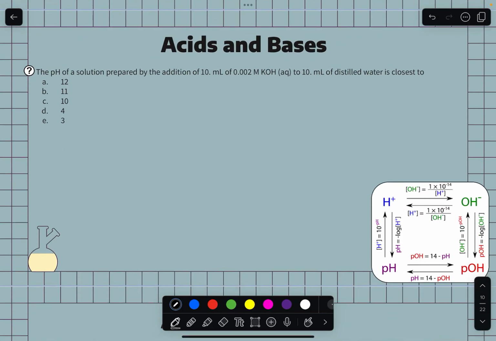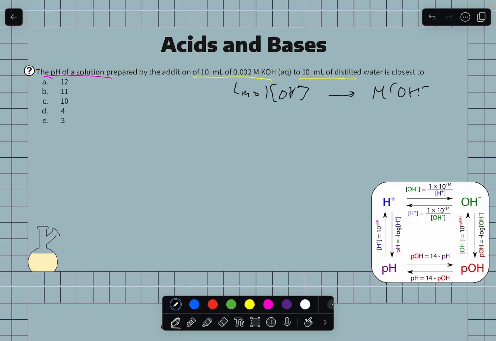I want you guys to also do this question here. I am going to start it with you though, just to make sure we start it correctly. We're looking for the pH of a solution. We are given a 10 milliliter solution of 0.002 molar KOH added to 10 milliliters of distilled water. To do this, we need to find the moles of KOH first, or moles of OH minus, and then go to the final molarity of OH minus with the 20 mils. So this was from the 10 mils, and then we go to 20 mils.